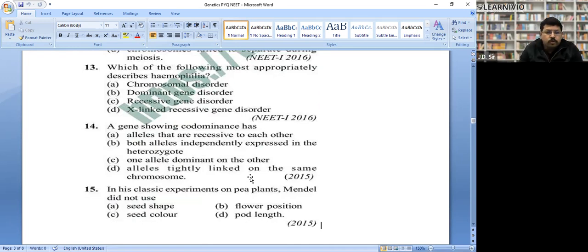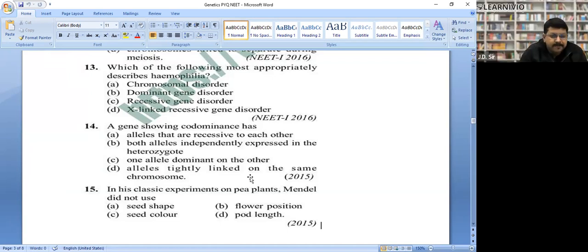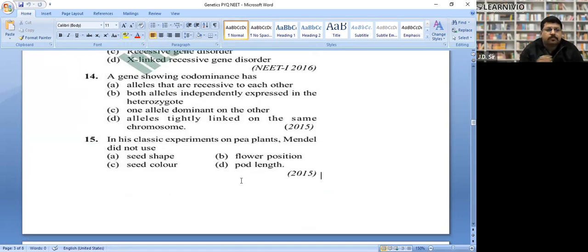What about the 13th question? Which of the following most appropriately describes hemophilia? Chromosomal disorder, dominant gene disorder? It's a very simple question. Damn simple kind of question. It's an X-linked recessive gene disorder. Option D. D. Very good. Simple.